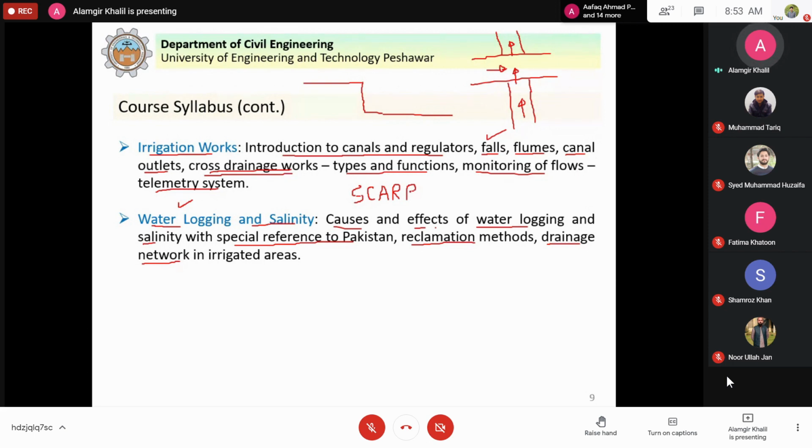This means the salinity control and rehabilitation project. The lands which were affected because of the dam, where we store a huge quantity of water and there is seepage, so because of this we have these SCARP schemes. We will study them in detail, and what we did in these projects to deal with these problems of waterlogging and salinity.